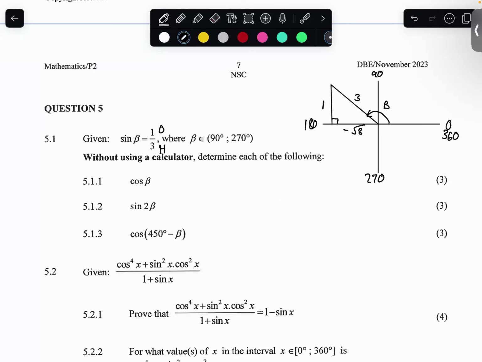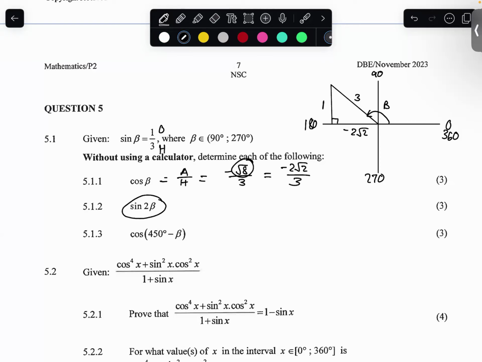Now, we're going to answer the question. It says, without using a calculator, determine each of the following. As long as this angle matches the angle on the diagram, you can pull from the diagram. Cos is adjacent over hypotenuse. Adjacent to this angle is the one lying next to it, which is minus the root of 8 over hypotenuse, which is 3. So we have minus the root of 8 over 3. You can also write that as minus 2 the root of 2 over 3, because this simplified is 2 the root of 2.